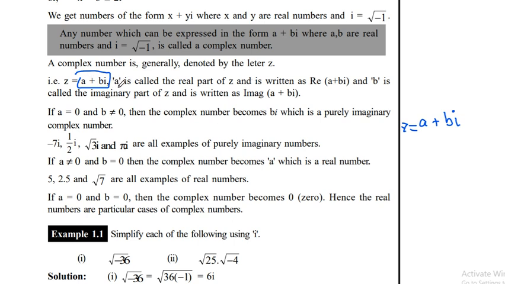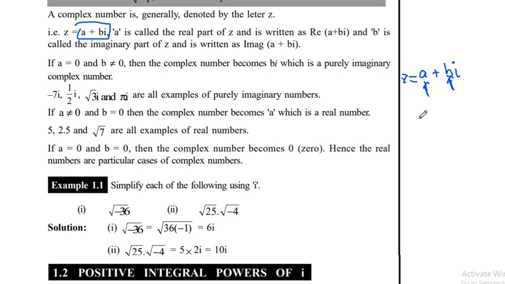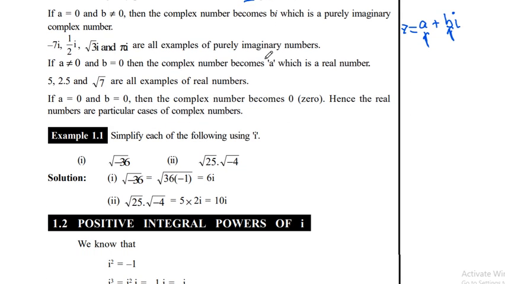This number a is called the real part of z because it has no iota with it. And b is called the imaginary part, without iota, only b. Both a and b are real numbers. They are called the real and imaginary parts of z. We write them as Re for real part and Im for imaginary part, in short.